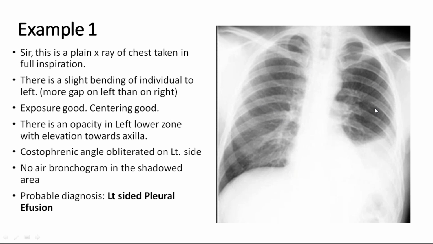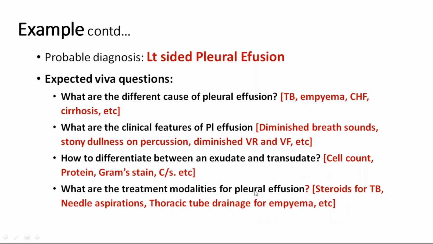So you are shown this X-ray, comment. Sir, this is a plain X-ray, taken in AP view or PA view, whatever it is; because no scapulae are seen, it is a PA view. Exposure is good, centering is good, and you see an opacity in the right lower zone, sir. Because the costophrenic angle is not there, it is most probably fluid, and there is no air bronchogram inside, so it is fluid. Left side, left side, that's finished.